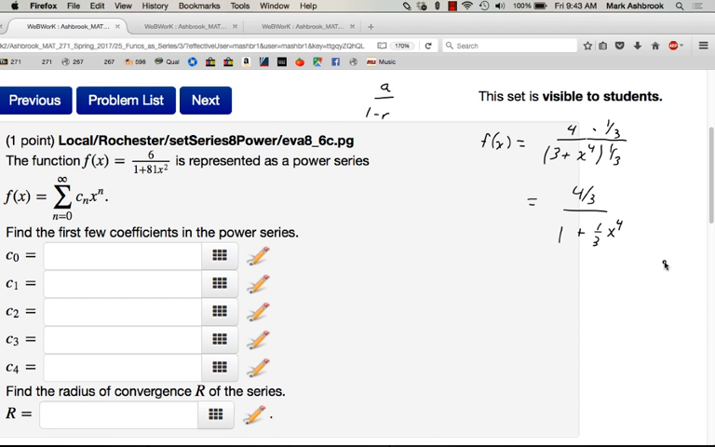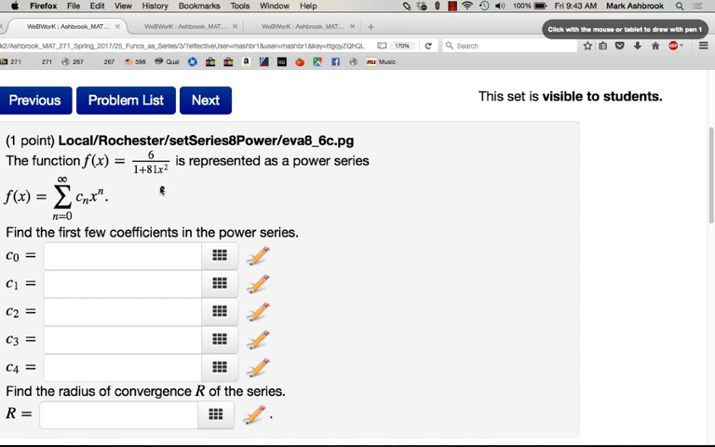So watch out for that. If you're using the a over 1 minus r, it has to be a 1. And if you don't have a 1, then just start by dividing both top and bottom by the value that you have to get 1. Does that make sense? Okay, let's do this one then, which has a 1, so that's not an issue, but I just wanted to show you that.